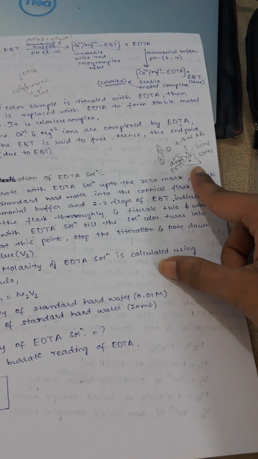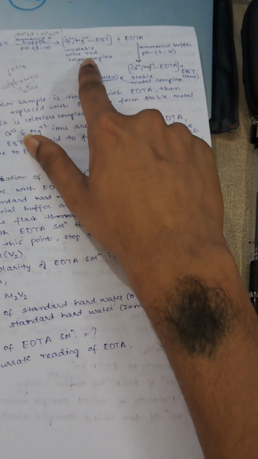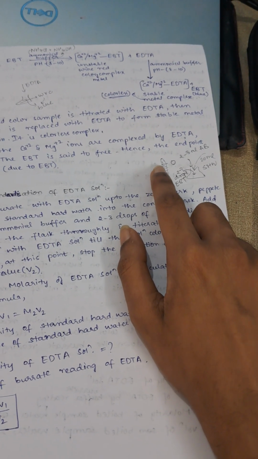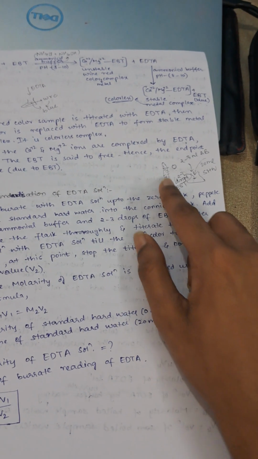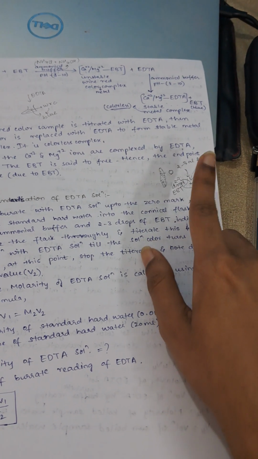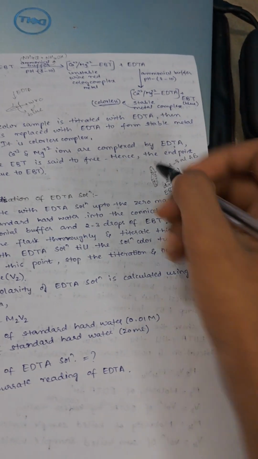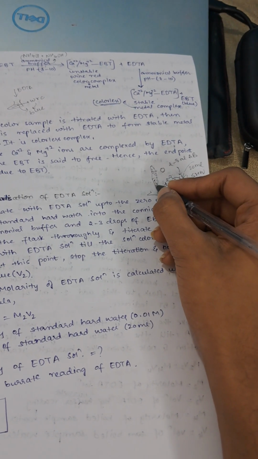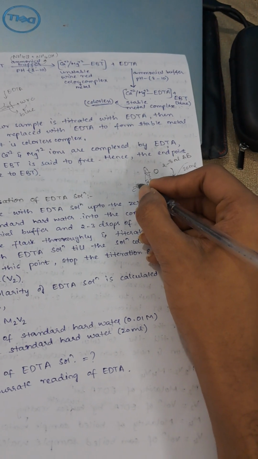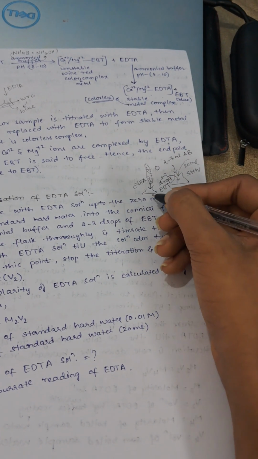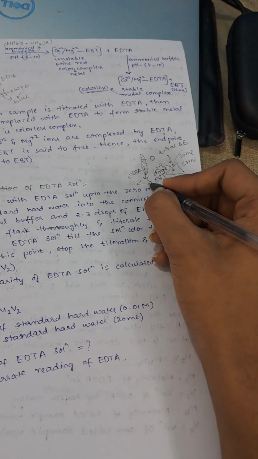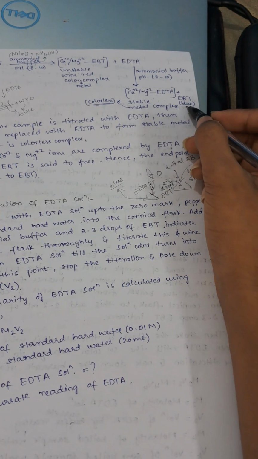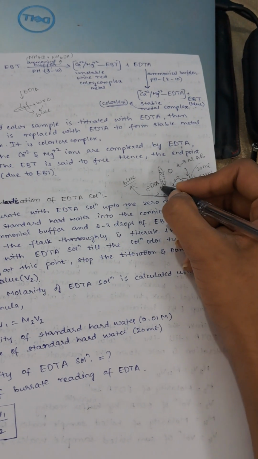Shake well. You will get wine red color. In the burette, you have EDTA solution up to the 0 mark. So this is the conical flask. Place it at the bottom of the burette and titrate with EDTA. EDTA is added into this solution, and at a point of time this wine red color changes to blue. Then stop the titration.